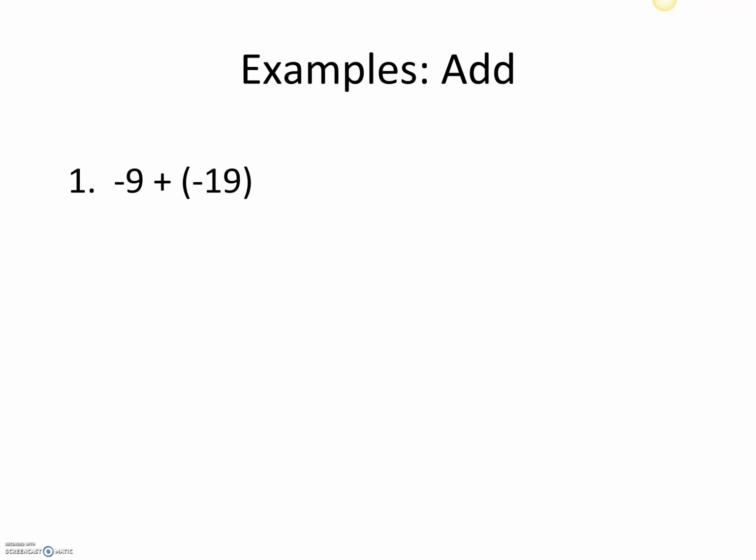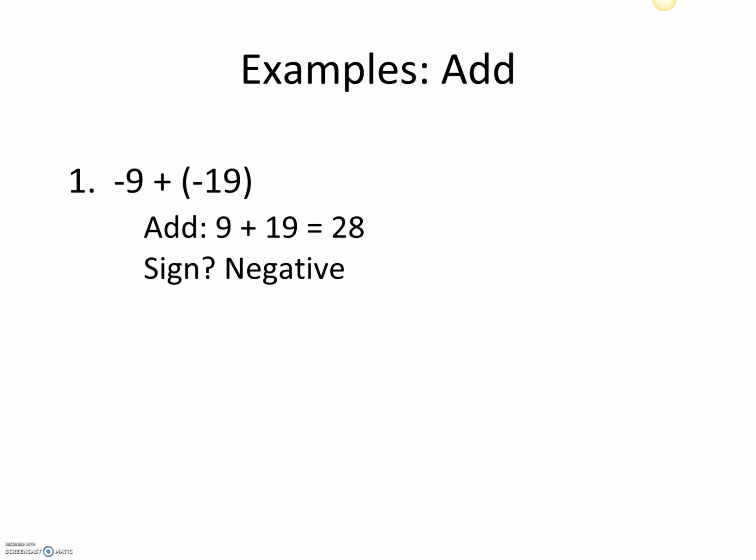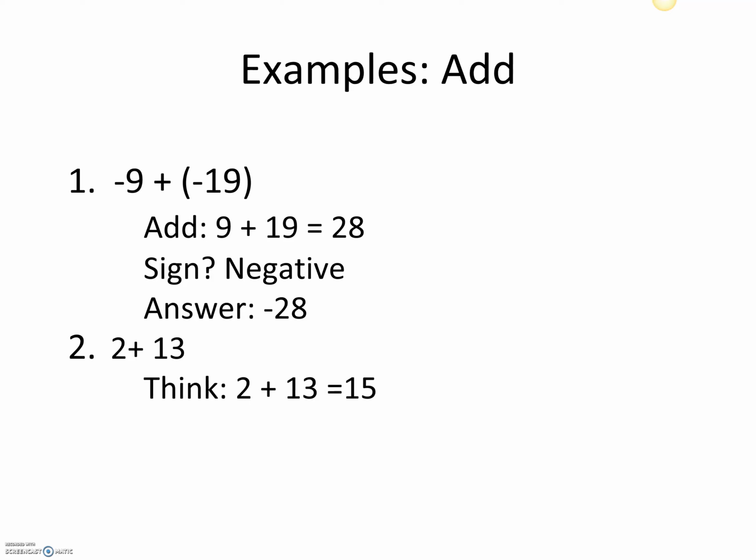Here we have same sign addition, 2 negatives. So we're going to add the 2 numbers, the 9 and the 19, which equals 28. And since the sign is negative, we have a bunch of negatives. So negative 28 would be our final answer. Again, same sign addition, 2 plus 13. Well, we're just going to add the 2 and the 13 to equal 15. And since the sign is positive, the answer will remain that positive 15.